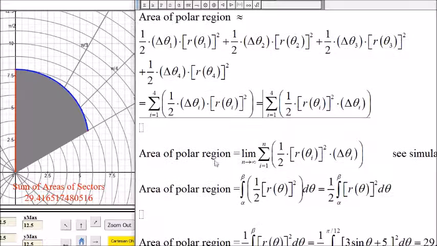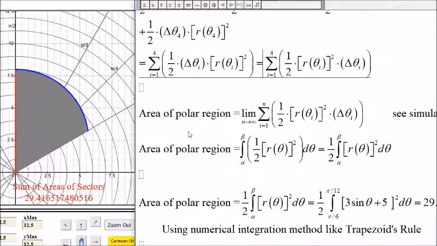And so we can see that to get the exact area, we can define it as this. Let the number of sectors go to infinity, or n goes to infinity. And so instead of 4 sectors, now we have an infinite number of sectors. And then in terms of the integral, this will be the integral from alpha to beta. For this particular example, alpha would be pi over 6, and beta would be pi over 2. Alpha is the angle from here to here, which is pi over 6. And beta is the angle from here to here, which is pi over 2.